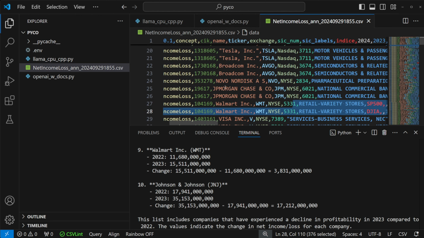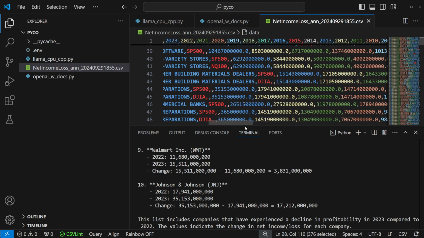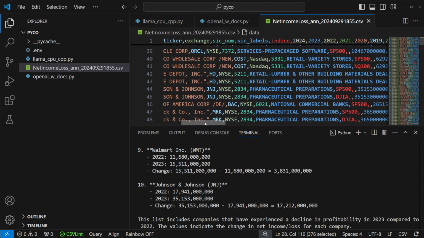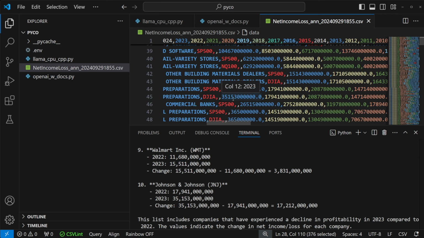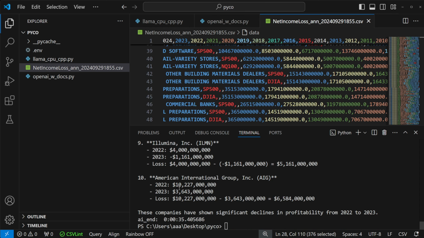Johnson & Johnson. Where's Johnson & Johnson? Here we go. Let's make sure we've got the right numbers. 15 for, yeah. No. Wait. Which one are we looking at? Yeah, 351. So, yeah, we've got the right numbers there. Did we get any action? Looks like we did. How long did this take? 35 seconds, folks.